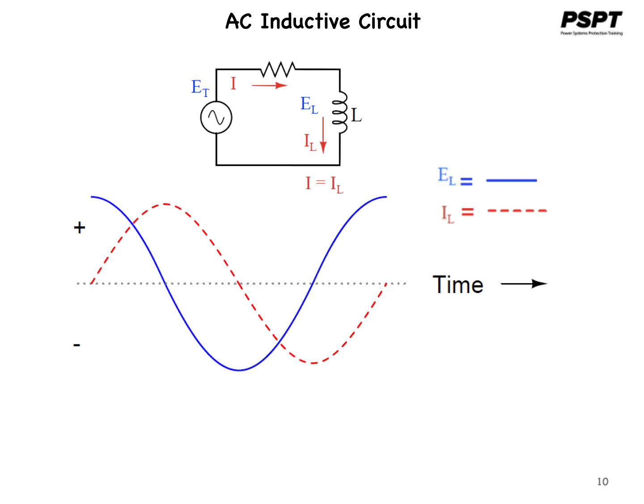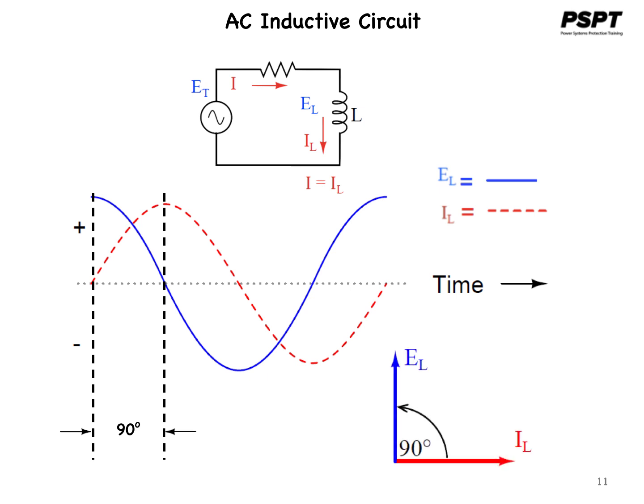This results in a voltage wave that is 90 degrees out of phase with the current wave. Looking at the graph, the voltage wave seems to have a head start on the current. The voltage leads the current, or the current lags behind the voltage. The phasors would look like this. The voltage leads the current by 90 degrees, or you might say the current lags the voltage by 90 degrees.